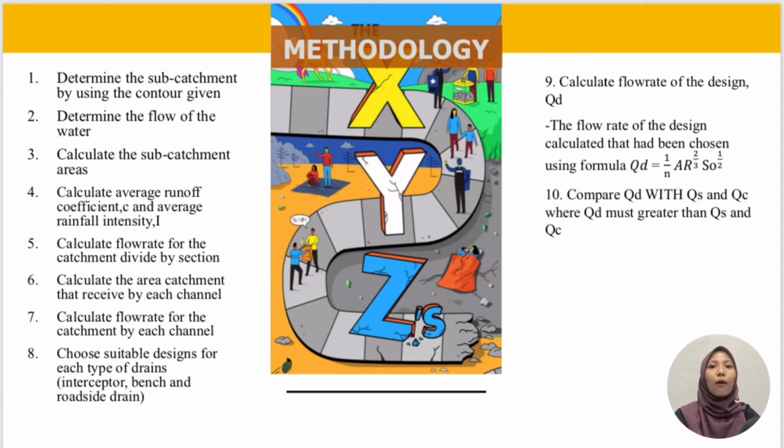After that, compare the flow rate of the design, QD, with QS and QC. The flow rate of design, QD, must be greater than QS and QC. If QD is greater than QS and QC, proceed to design the output of the drain. If QD is less than QS and QC, choose another design of drain and increase the design dimension of each drain.